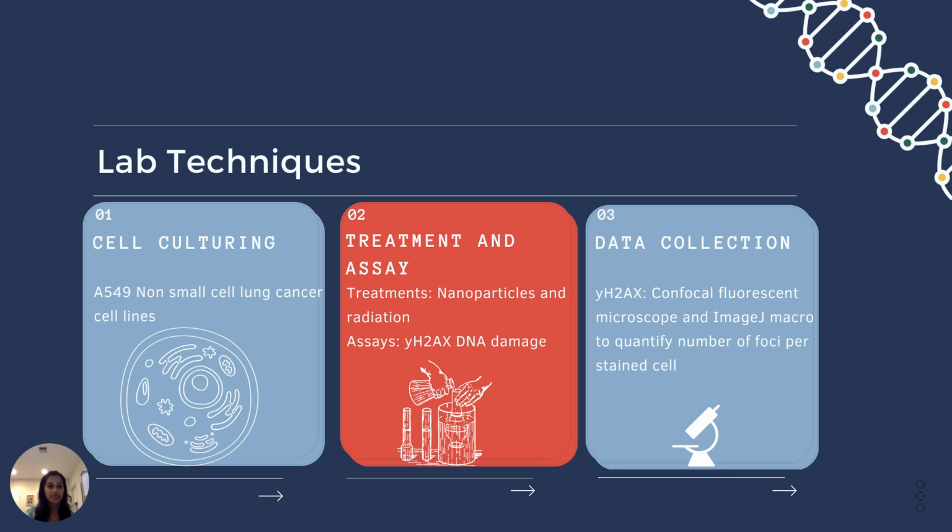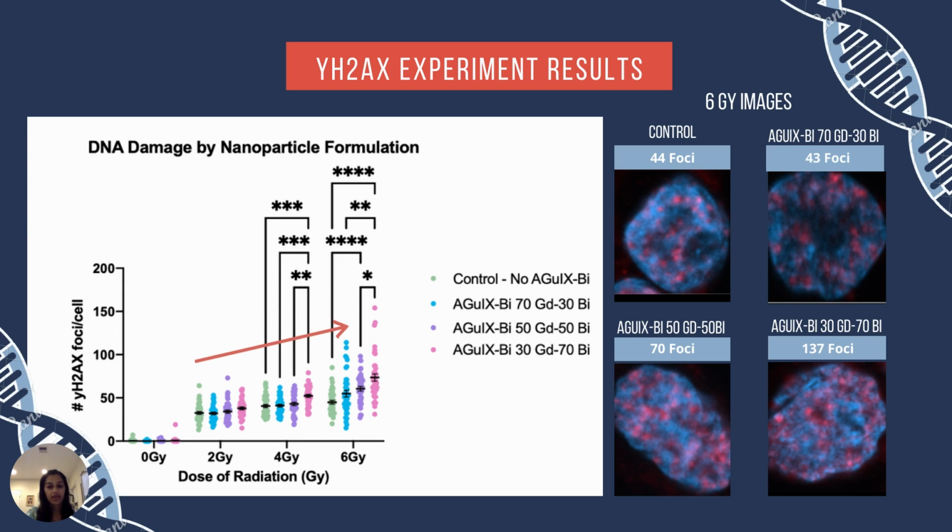In order to conduct this research, I began by performing cell culturing and propagation of the A549 non-small cell lung cancer cell line. I then treated the cells with both nanoparticles and radiation and conducted gamma H2AX DNA damage assays to determine the amount of damage occurring with each formulation of nanoparticle and radiation dosage. Finally, I used a confocal fluorescent microscope to quantify the DNA double-stranded breaks occurring to each cell through the gamma H2AX assay, and a macro I built on the software ImageJ to automatically count and analyze the foci present in each image taken on the microscope.